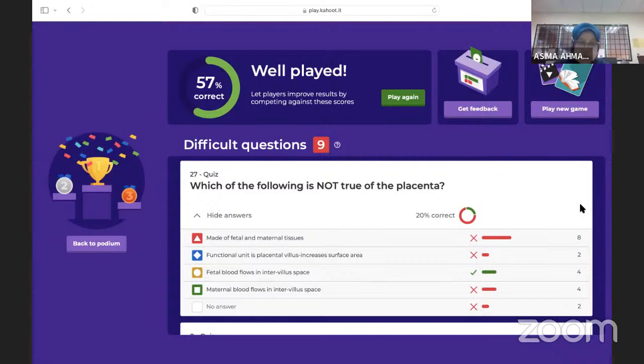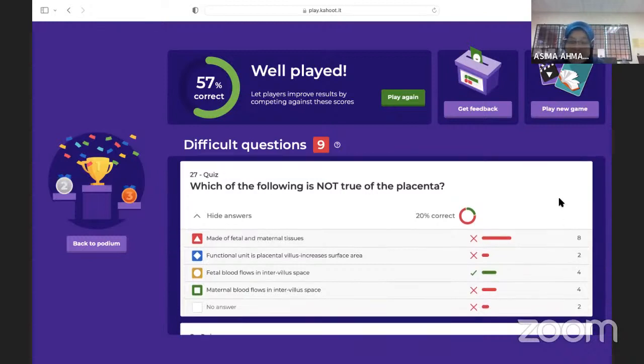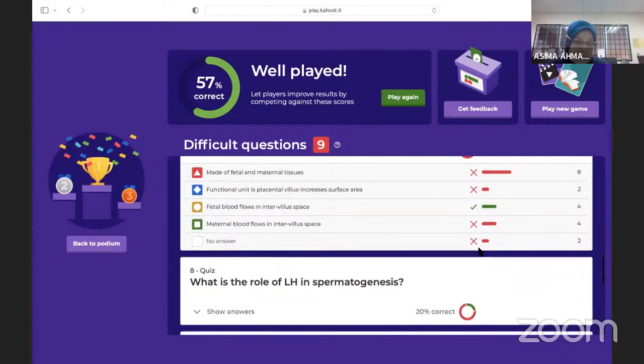Intervillus space is filled with maternal blood. So therefore the last statement too is true. Maternal blood flows in the intervillus space. So intervillus space is also known as the maternal blood pool. This space is filled with maternal blood. And then you must remember that fetal blood has never actually mixed with maternal blood. Tapi apa yang the part of the fetal tissue that is inside of this space is the chorionic villi, part of the placenta. Okay. So ni kena buat faham balik ni, ni tak faham ni sebenarnya. The structure of the placenta. Okay, next question.